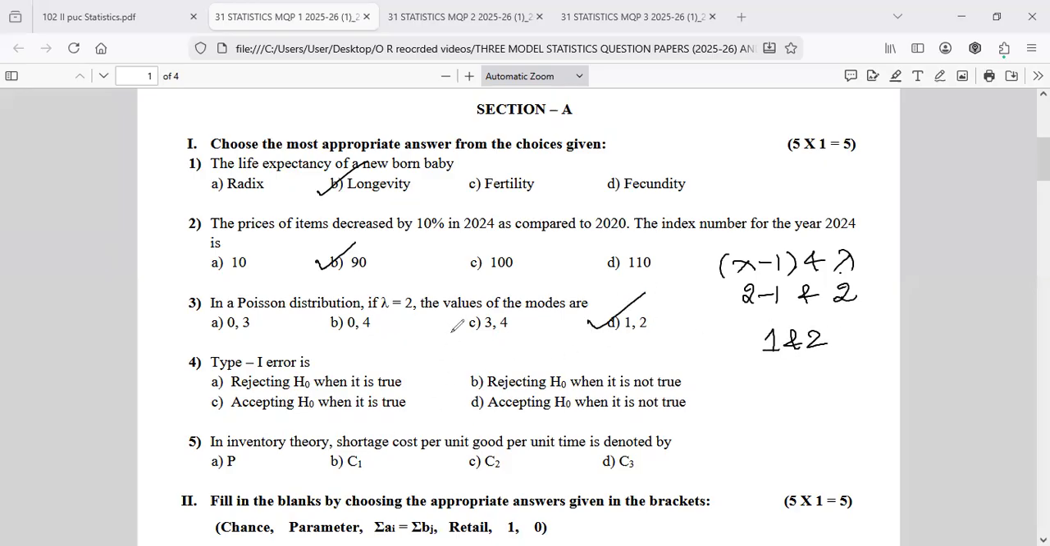Remember, this is a very tricky question, guys. Two properties are there for the Poisson distribution: when lambda is not an integer, and when lambda is an integer. Because two values are given here, lambda is an integer.